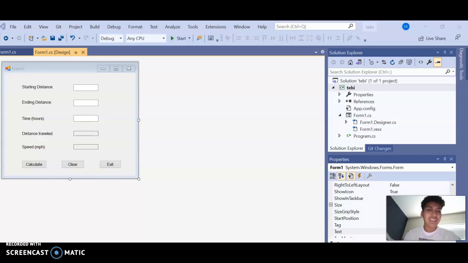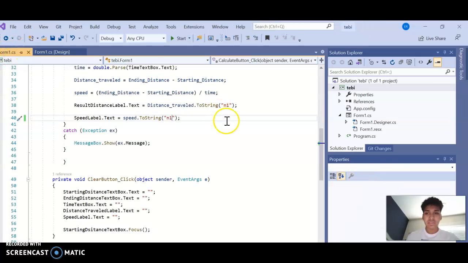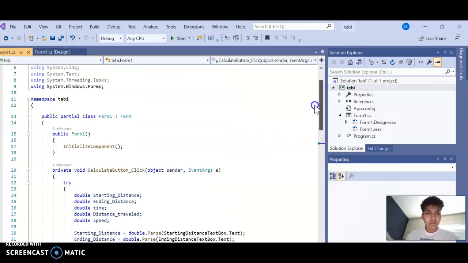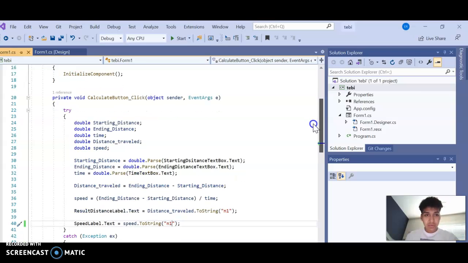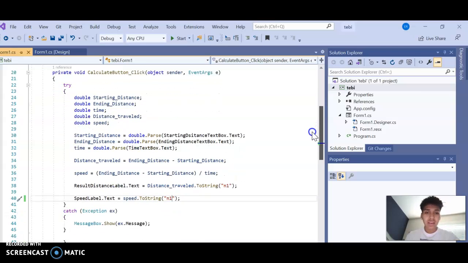So let's begin. For this week I made a form kind of related to the one from last week, but this time we're calculating time and speed. So it's not that much, it's a bit different. Basically, I also did a try and catch.